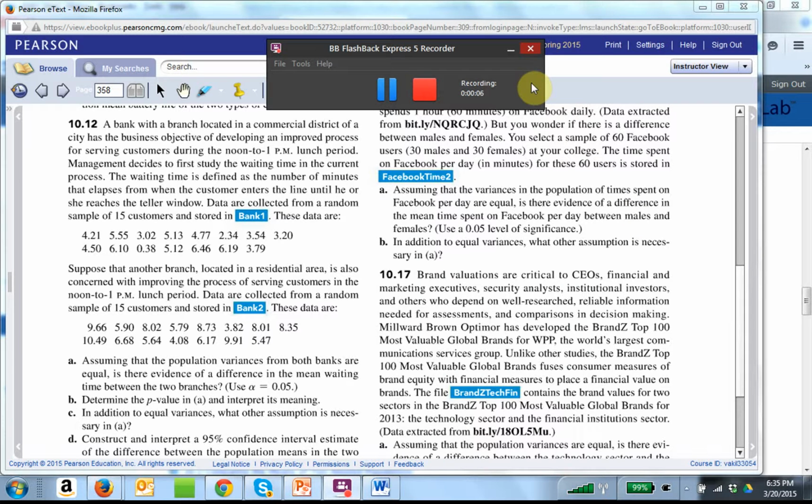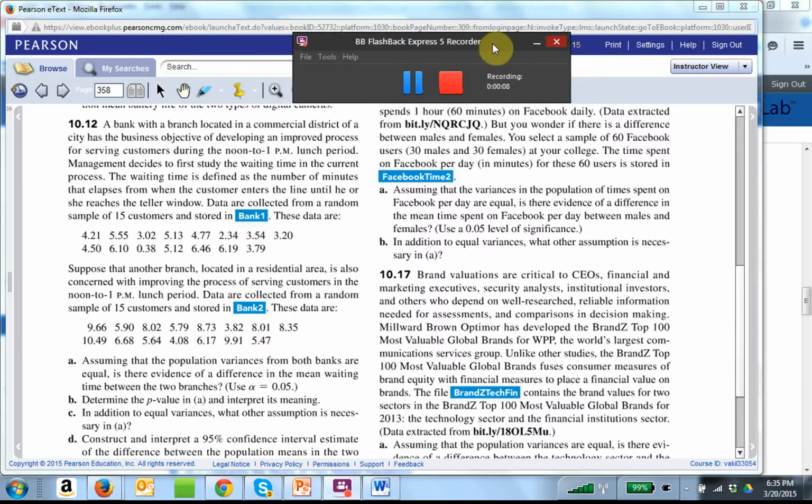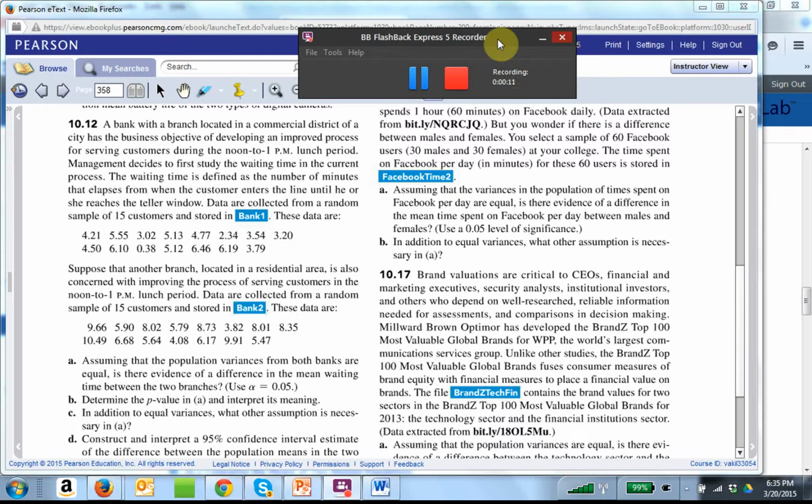Hello, everybody. I would like to go through one problem from your textbook, problem 10.12 from page 358. I have to read this problem very carefully and see if I can determine what kind of procedure to use.